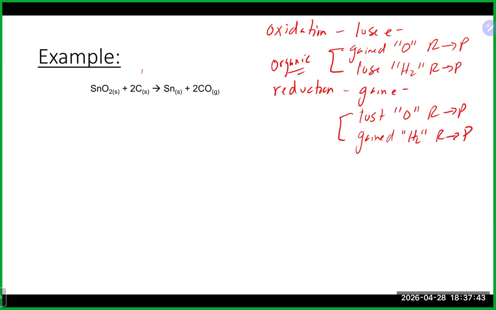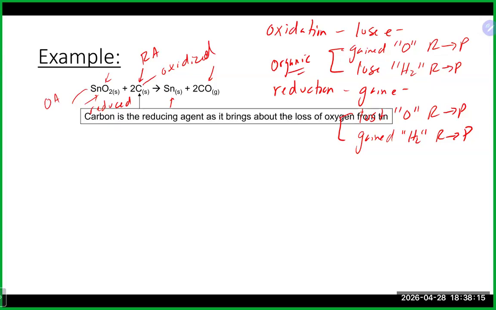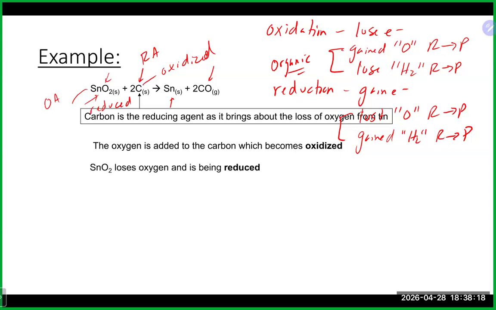Again, if we look at the carbon on the left-hand side, it has no oxygen. On the right-hand side, it gains some oxygen. And obviously it gains some oxygen, so this is being oxidized. By default, this guy is being reduced, where you can see he has oxygen and then lost oxygen as he went to the other side. That would mean that the carbon in this case is our reducing agent, and the tin in this case is our oxidizing agent. So again, we won't see too much of those definitions in here. We mainly will stick to the electrons gaining and losing.